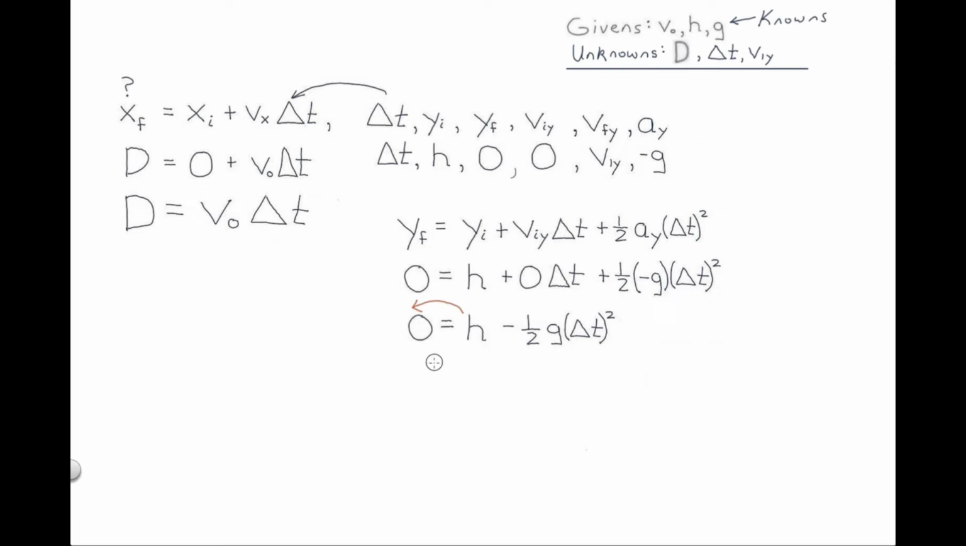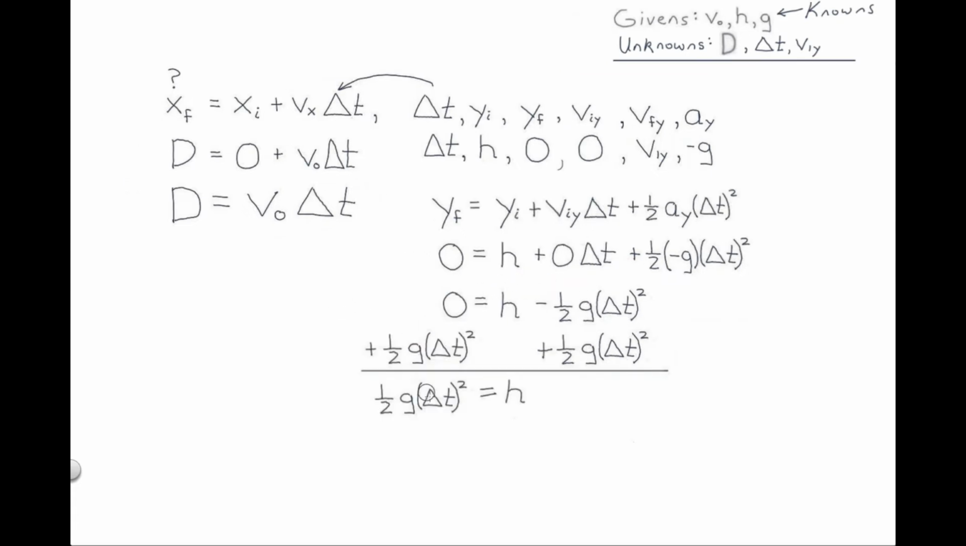But here's a more efficient approach. Instead of moving this term to the left side of the equation, let's move this term to the left side of the equation. This approach is more efficient because it allows us to separate the two terms and to eliminate this negative sign in the same step. Remember, we want to get delta t by itself.